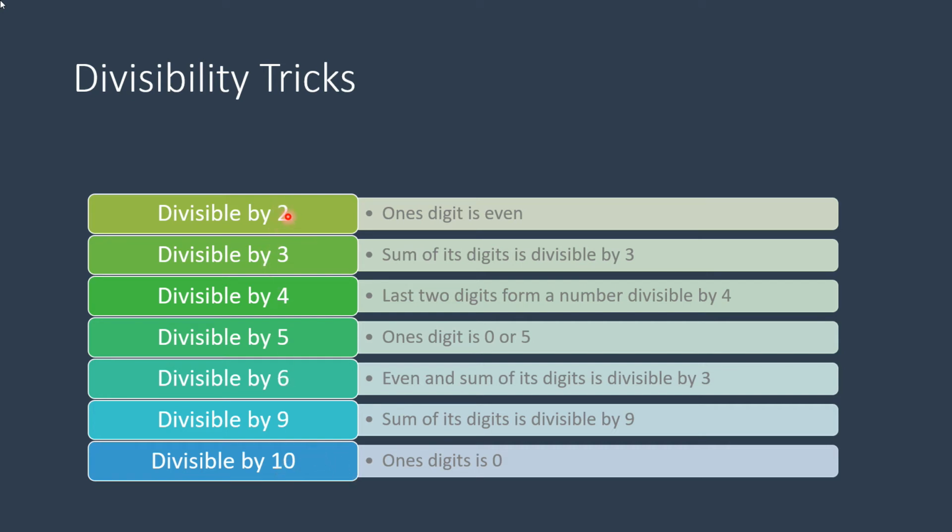Some similarities: 2 and 4 look at the last digit and the last 2 digits. If the last digit is divisible by 2, then the whole number is divisible by 2. So those are similar. 3 and 9 are also similar because you're adding up the digits for each of those. 5 and 10 are very similar, looking at the ones digit. And the divisibility trick for 6 is a combination of 2 and 3.